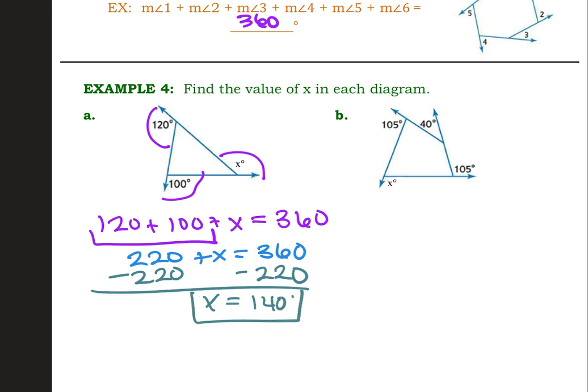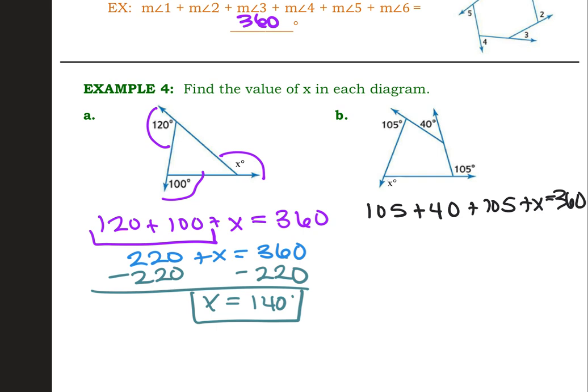Good. All right. Let's do the same thing with the next one. Again, it doesn't matter. Look, this one has 1, 2, 3. This one has 1, 2, 3, 4. This one has 4. You're going to do the same thing. You're going to take 105. It doesn't matter where you start. You just want to make sure you write them all down. Plus 40, plus 105, plus x. What does it equal when they're on the outside? 360. All right. Again, these are the easier ones.